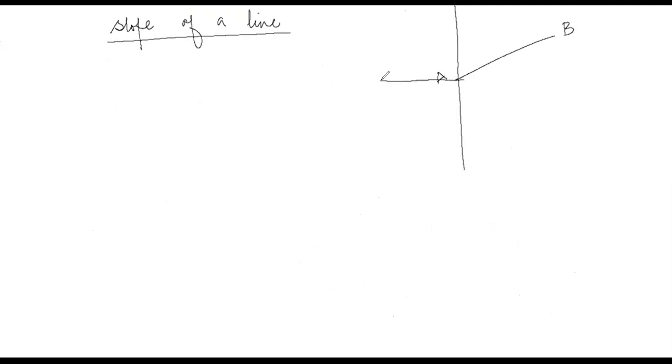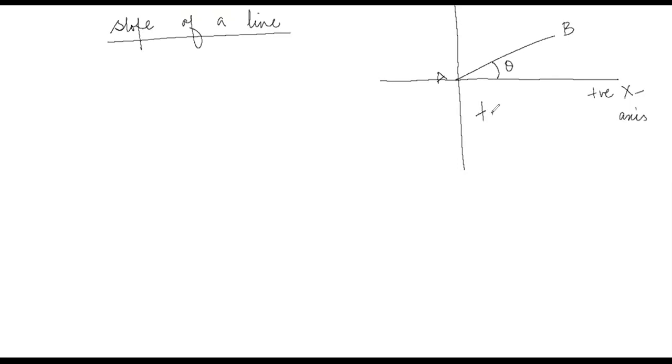So guys, now we shift our attention to the slope of a line. What's this? Well, let's say, students, we have line AB. Line AB makes angle theta with the positive x direction, positive x-axis.